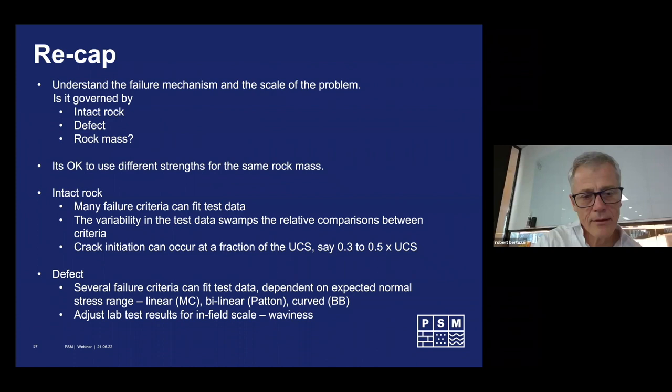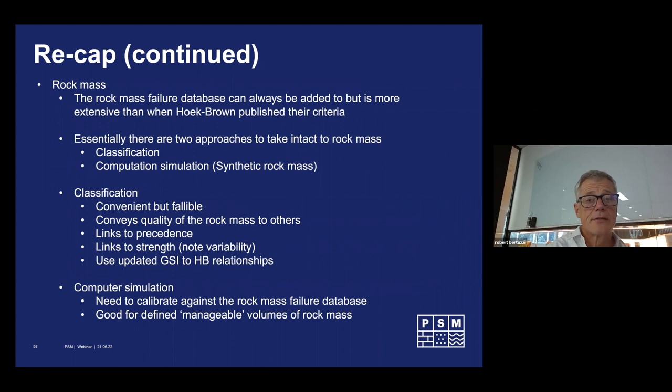Defect shear strength: you can choose the Mohr-Coulomb linear, the bilinear pattern, or the Barton-Bandis curved. Again, it depends on the expected normal stress range that your failure mechanism will experience. And whichever criteria you use, you adjust the lab test results for the in-field scale problem, the waviness factor. Okay, rock mass failure, it can always be added to, but it's now more extensive than it was when Hoek-Brown published their criteria.